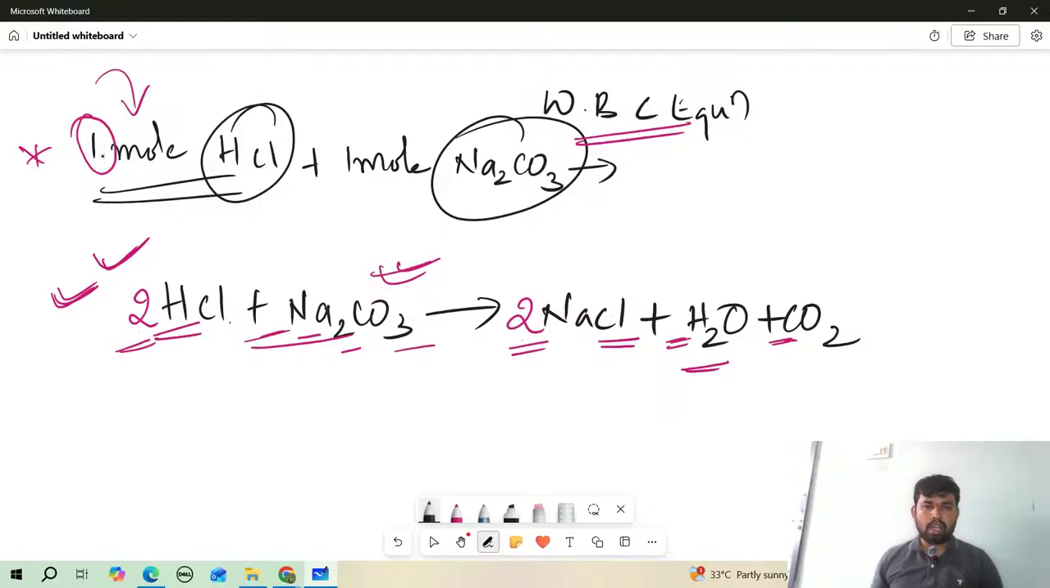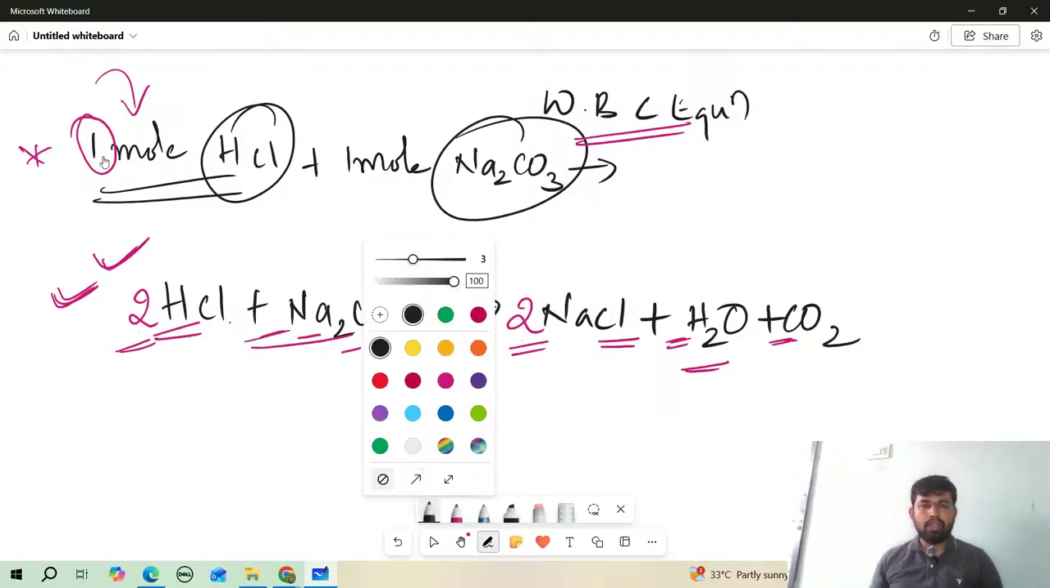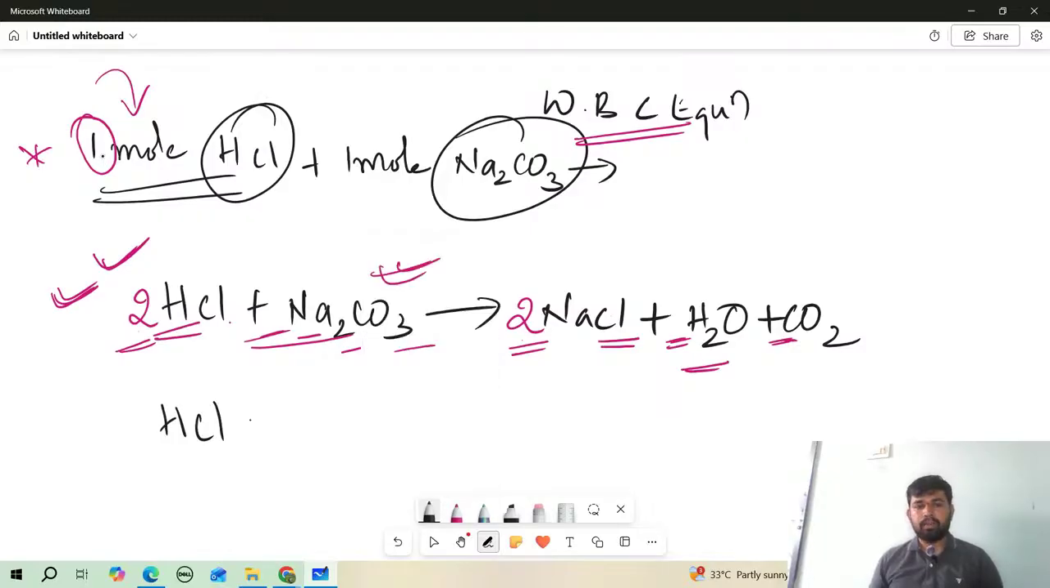Here the question is asked about 1 mole of HCl being reacted. So let me write here HCl and Na2CO3. Now try to understand. To form H2O, we require 2 moles of HCl. But here, how many moles are there? 1 mole.